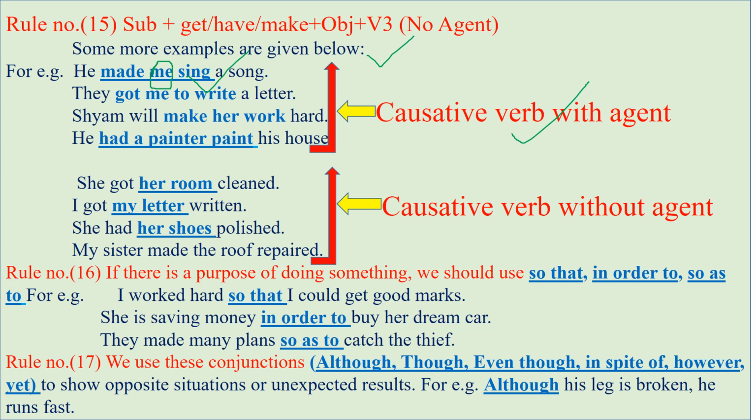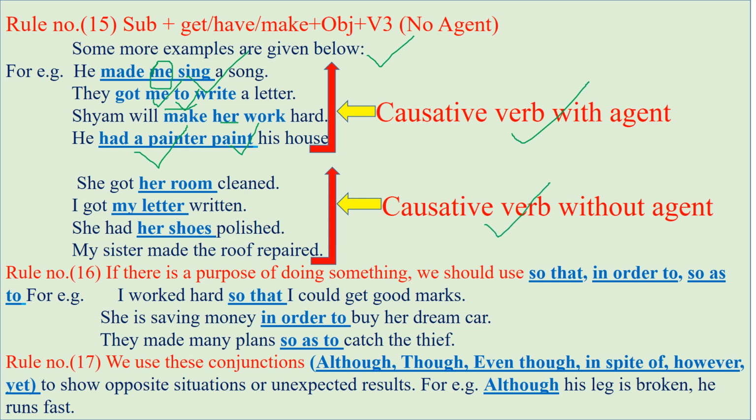They got me. Me is agent to write a letter. So if there is get, got, will get, then we should use to before the verb: to write a letter. Sam will make her work hard. He had a painter paint his house. Painter is agent here, paint is verb 1.